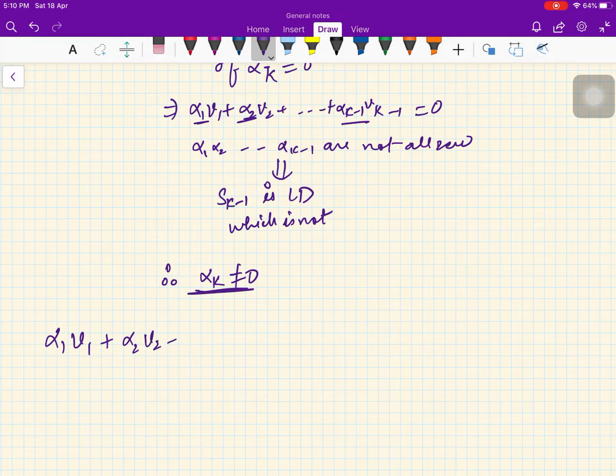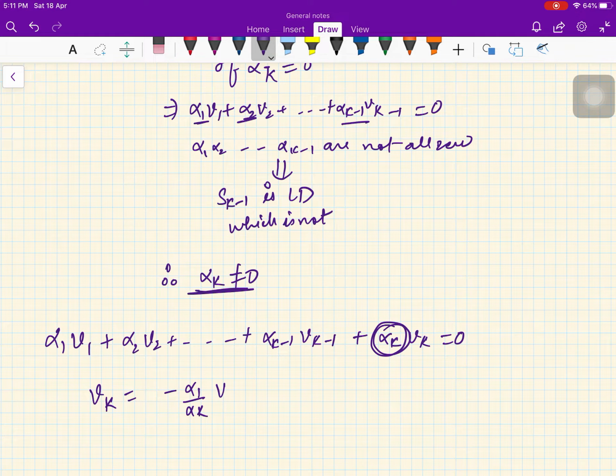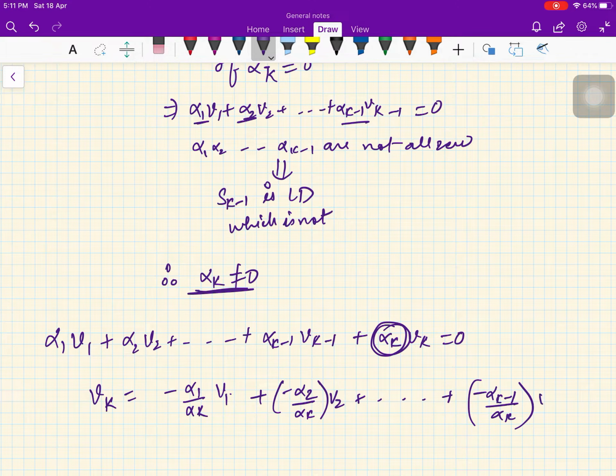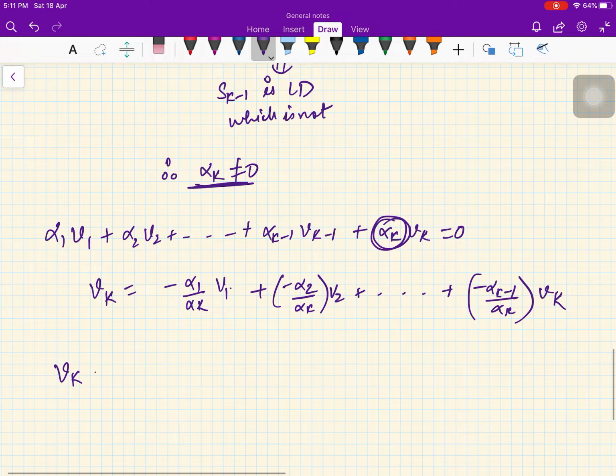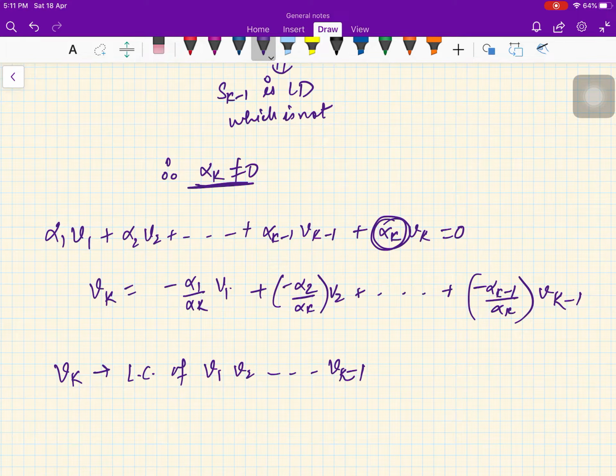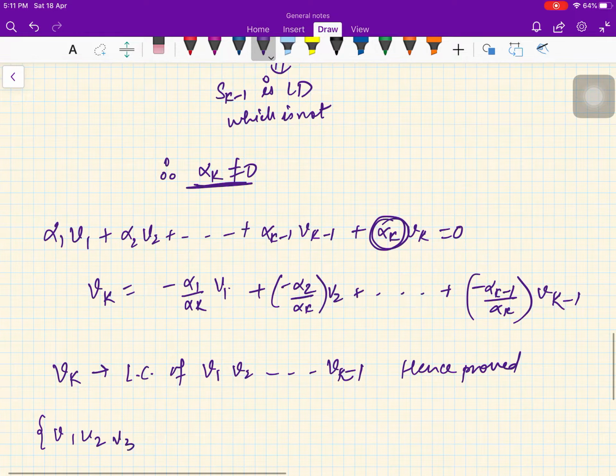So alpha k is not 0 means you have alpha 1 v1 plus alpha 2 v2 plus so on alpha k minus 1 vk minus 1 plus alpha k vk equal to 0. Because alpha k is non-zero, I can write vk as minus alpha 1 upon alpha k v1 plus minus alpha 2 upon alpha k v2 plus so on, minus alpha k minus 1 upon alpha k vk minus 1. It means that vk is a linear combination of v1, v2, ..., vk minus 1. Okay, so this is what we wanted to prove, hence proved.